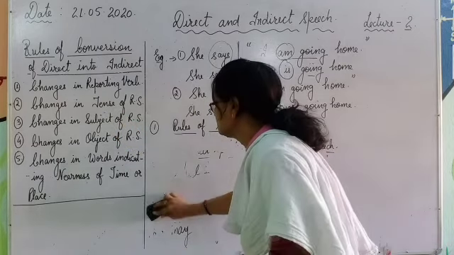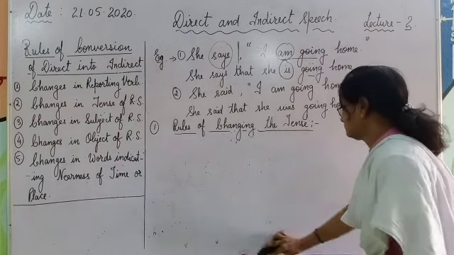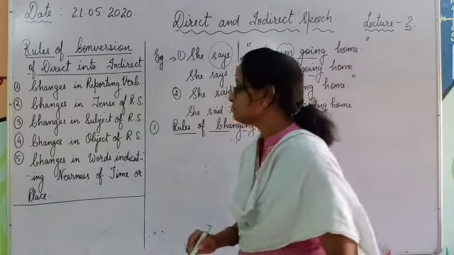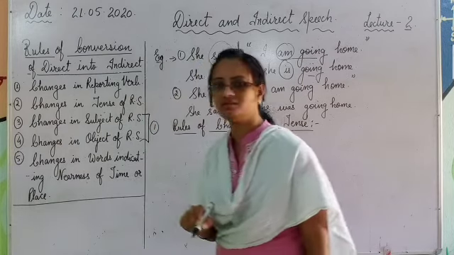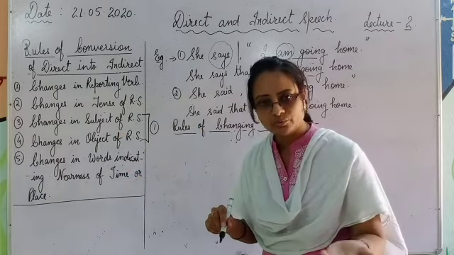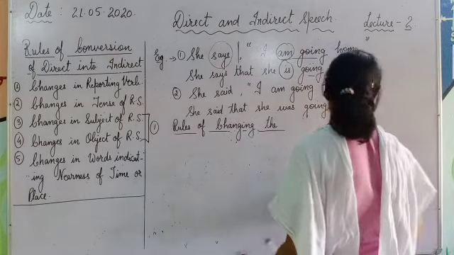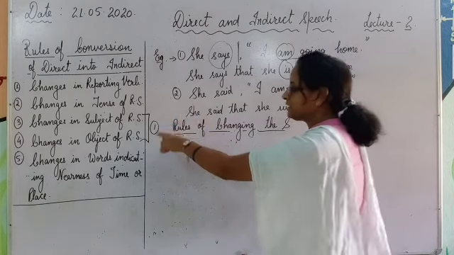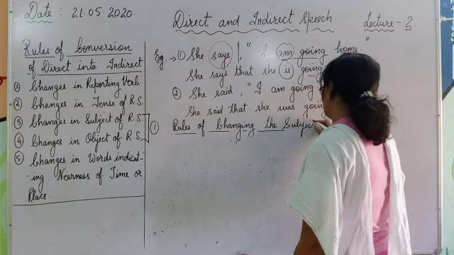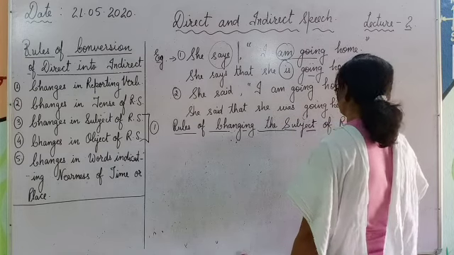Now let us see the third. The third one is changes in the subject of reported speech. Children, you can brief these two changes, the third one and the fourth one, that is changes in the subject and object, as changes in the pronoun, changes in person pronoun. Rules of changing the subject. Let us deal with it separately so that things will be very clear to you how the pronoun changes. Rules of changing the subject of reported speech.